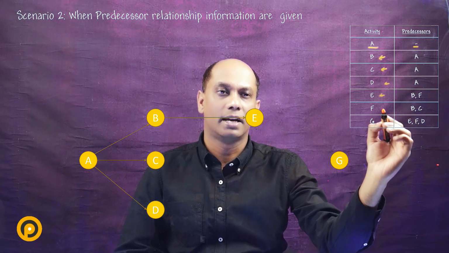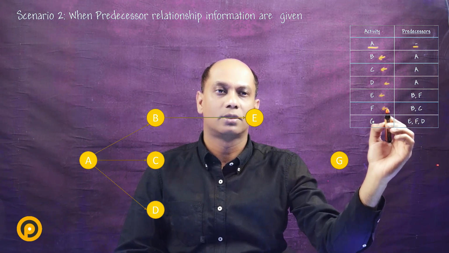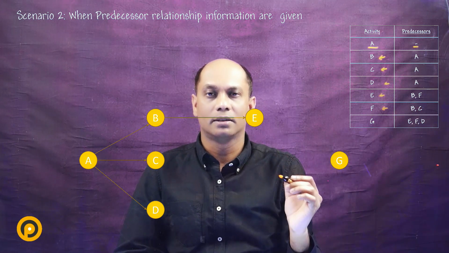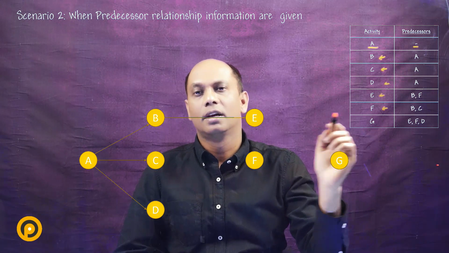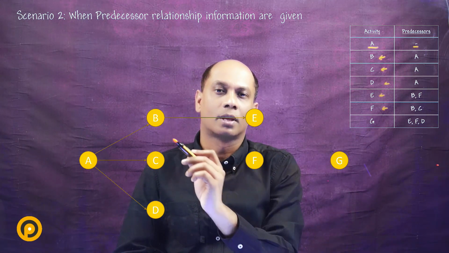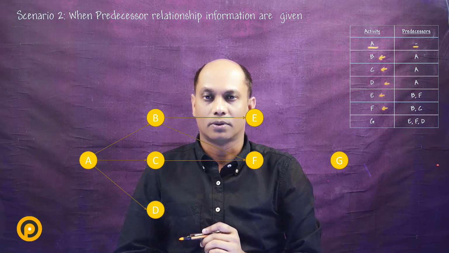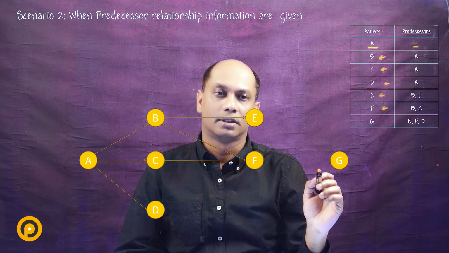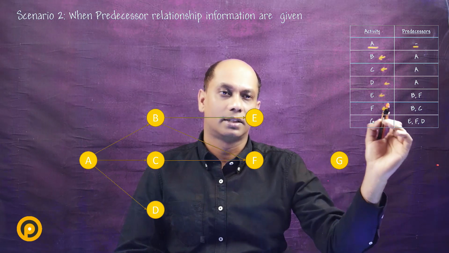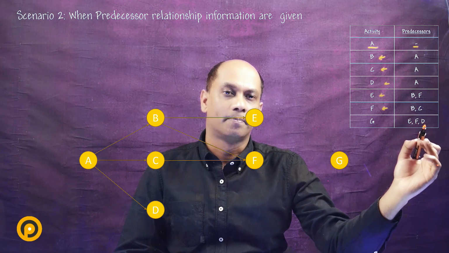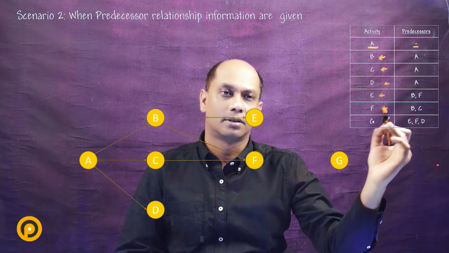So we have activity F now here. Activity F has two predecessors, B and C. So let's draw activity F here, and let's draw the relationships one by one. So we draw it. And the last relationship we have is that activity G has three predecessors, that is E, F and D. So all the predecessors are already drawn here. So let's put the relationship.